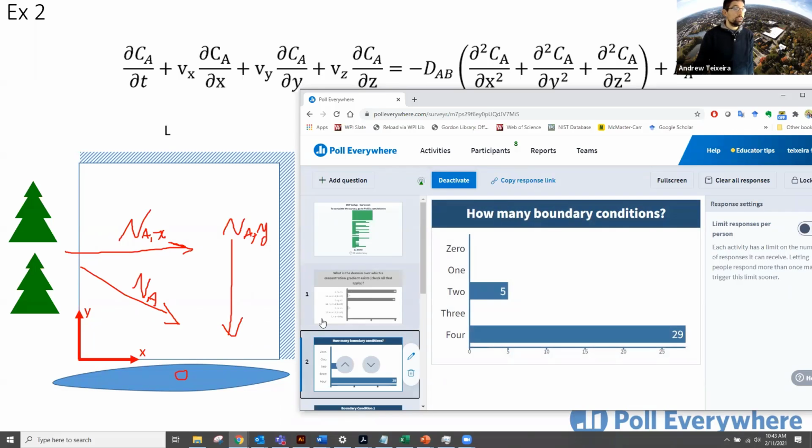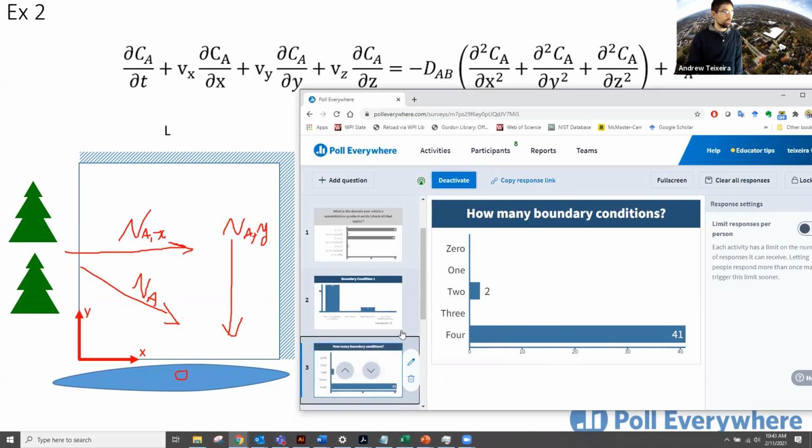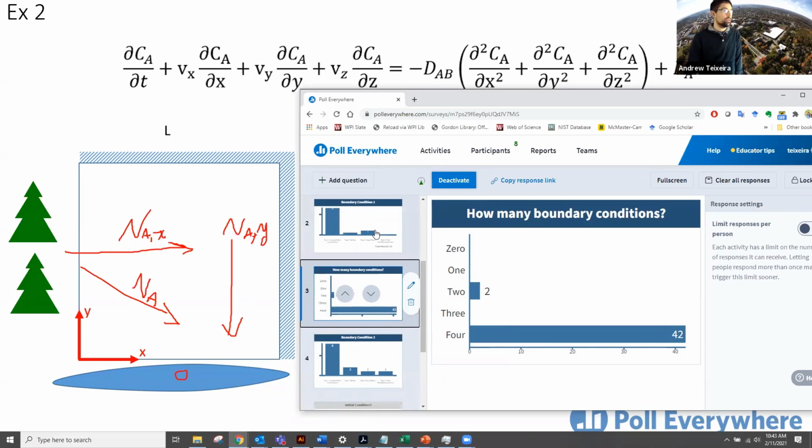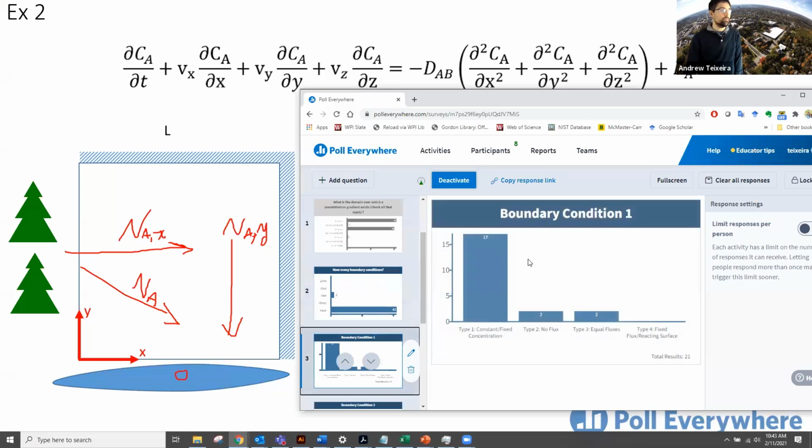How many boundary conditions do you need? Either 2 or 4, I agree. And I'm going to agree with the dominant answer that you need 4 boundary conditions because you have 2 spatial dimensions. Won't harp on that more. So the boundary conditions are actually identical to what we had last time. We just moved them around. So constant concentration, constant concentration.